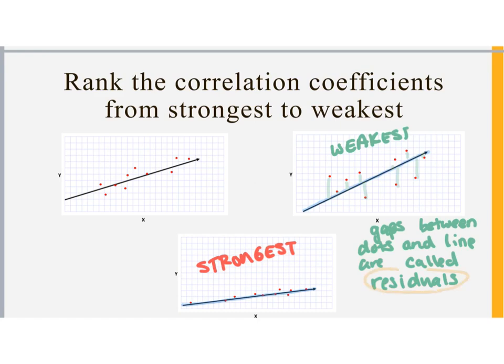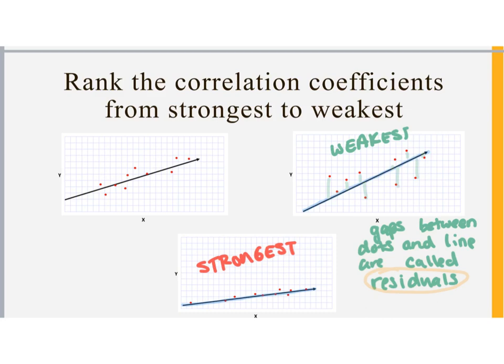The residual in these graphs is the error if we use the line to try to find the dots, because the dots are not on the line. But look at our strongest graph. The residuals are really small. There's not a lot of gap between the dots and the line. So if I use the line to try to locate any of the dots, I'm going to be really accurate because all the dots are very close to the line.